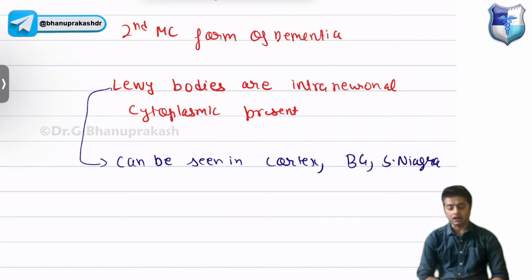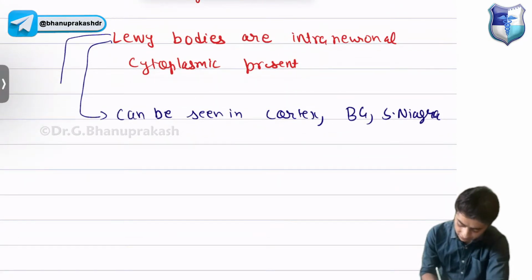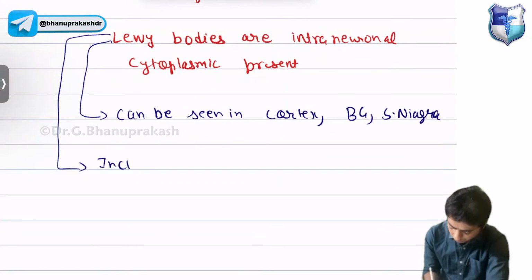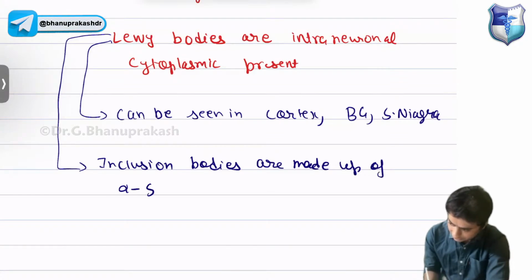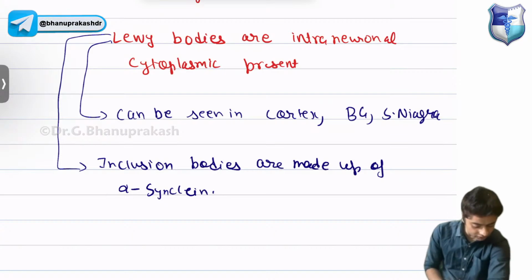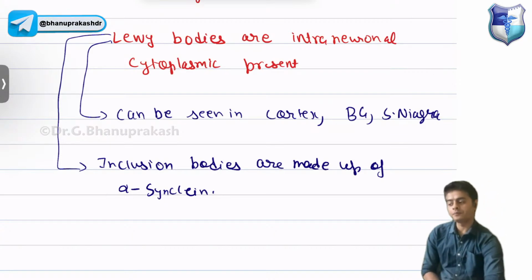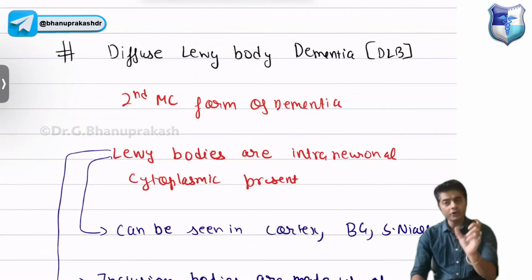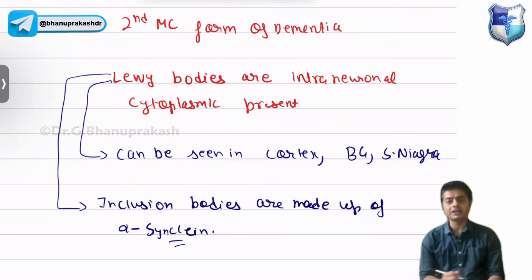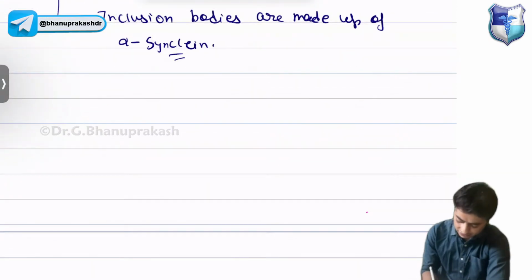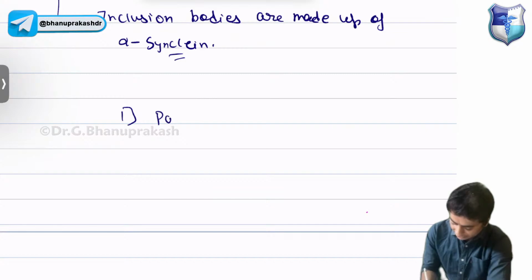Your substantia nigra. And these Lewy bodies, these inclusion bodies, are made up of alpha synuclein. So in diffuse Lewy body dementia, these are your Lewy bodies, and they have inclusion bodies of alpha synuclein. So there are three diseases. That is your Parkinson disease.